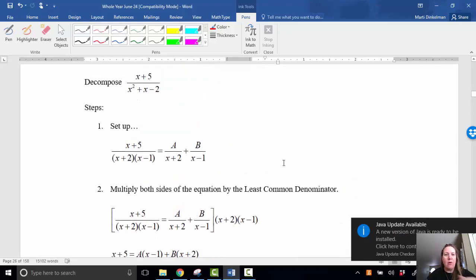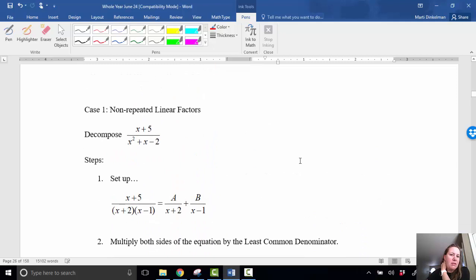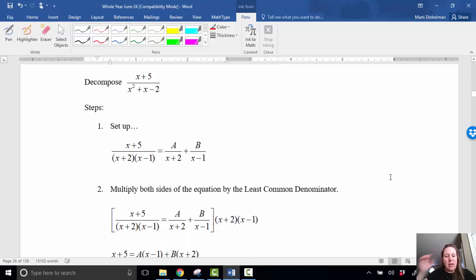Okay, so now for what do we do? Back to this first case with just non-repeated linear factors, and we're decomposing. You can see here on the steps I've already factored, so x plus 2 times x minus 1. This is the one we kind of already know the answer to, but it's nice to be able to go back and look and see that we're right.